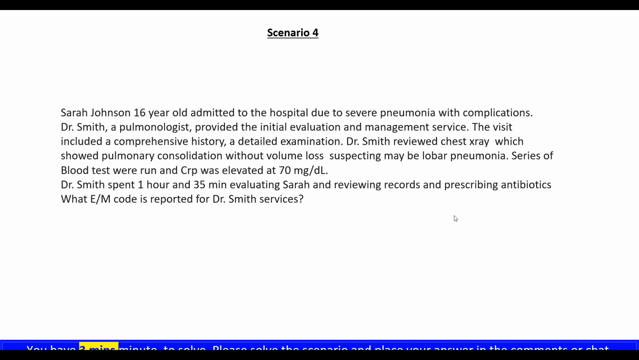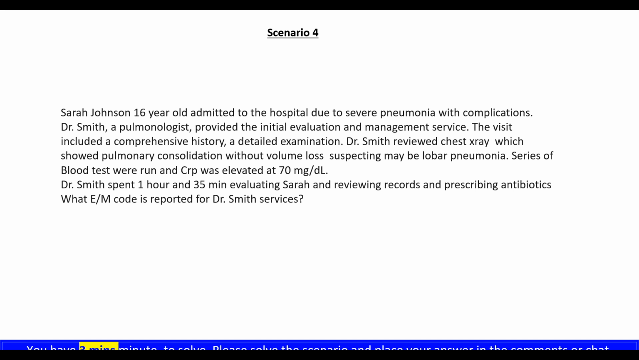Hello, coders. Sarah Johnson, 60-year-old, admitted to hospital due to severe pneumonia with complication. Dr. Smith, a pulmonologist, provided initial evaluation and management service. The visit included comprehensive history and detailed examination. Dr. Smith reviewed chest X-ray which showed pulmonary consolidation without volume loss, suspecting maybe lobar pneumonia.